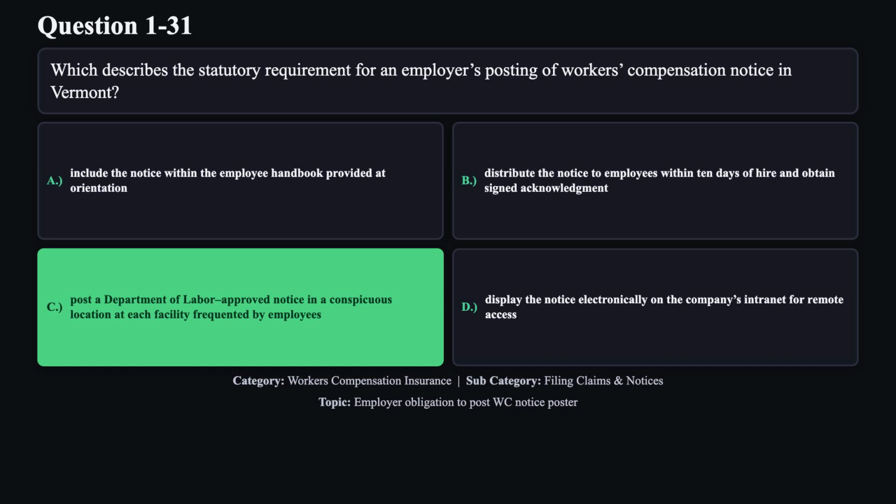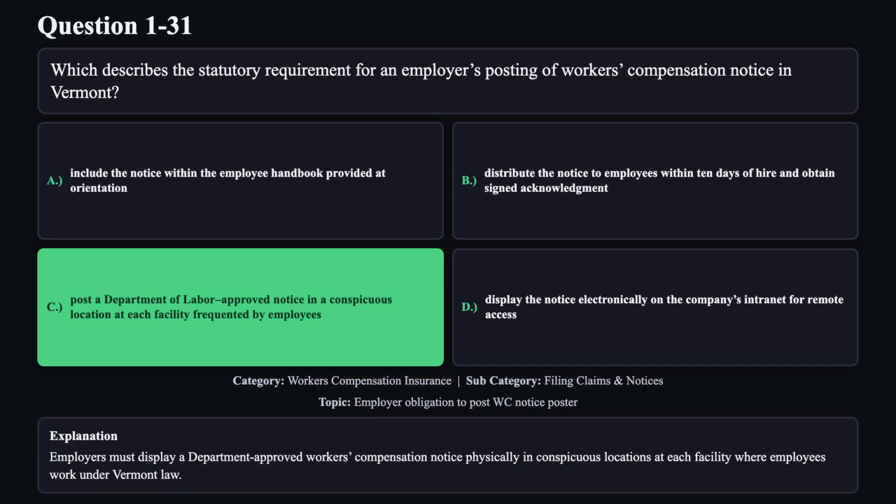The correct answer is C. Employers must display a department-approved workers' compensation notice physically in conspicuous locations at each facility where employees work under Vermont law.